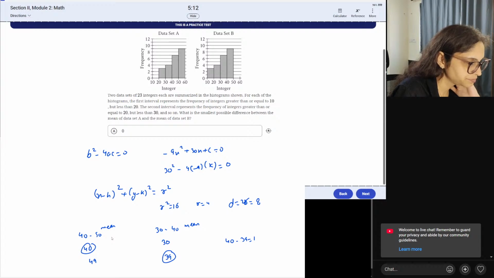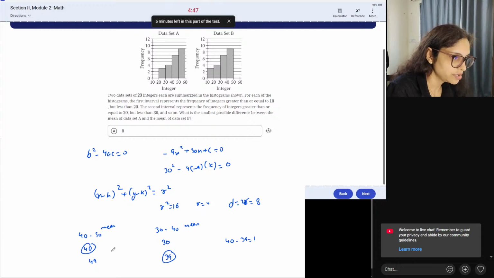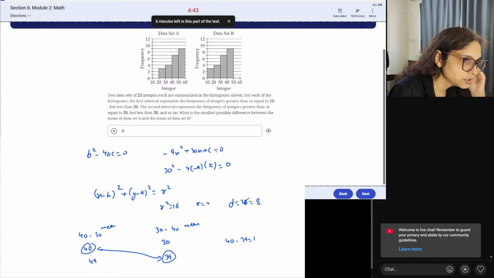Oh, you didn't see it. So you can take any interval because it is just shifted left by 10. So if mean is 40 to 50 over here, mean will be 30 to 40 over here. Now in this interval, the minimum value is 40, maximum is 49. Here minimum is 30, maximum is 39. So 40 minus 39 is 1. Got it? Because 40 minus 30 is 10, 49 minus 30 is also greater. Everything is greater. These are the closest numbers, so the difference is going to be 1. That is the smallest possible difference.